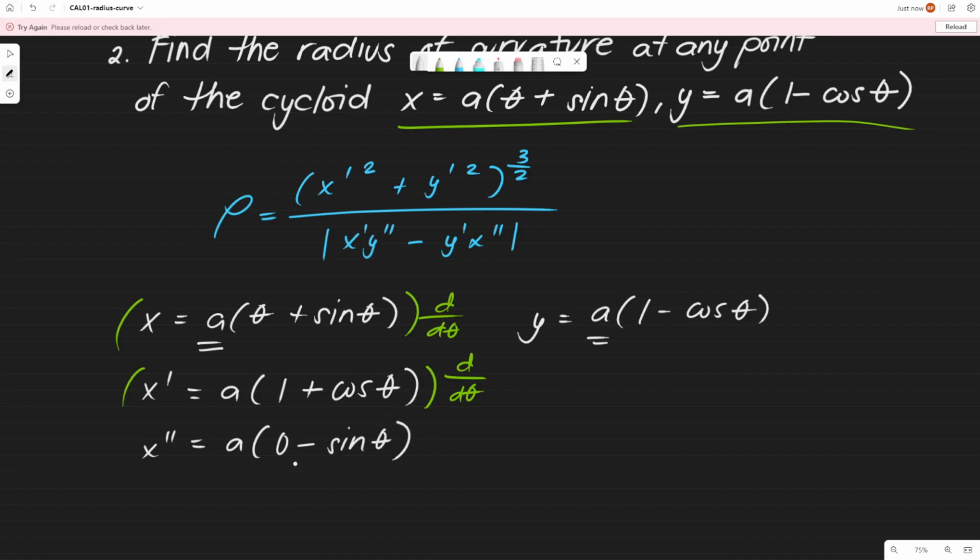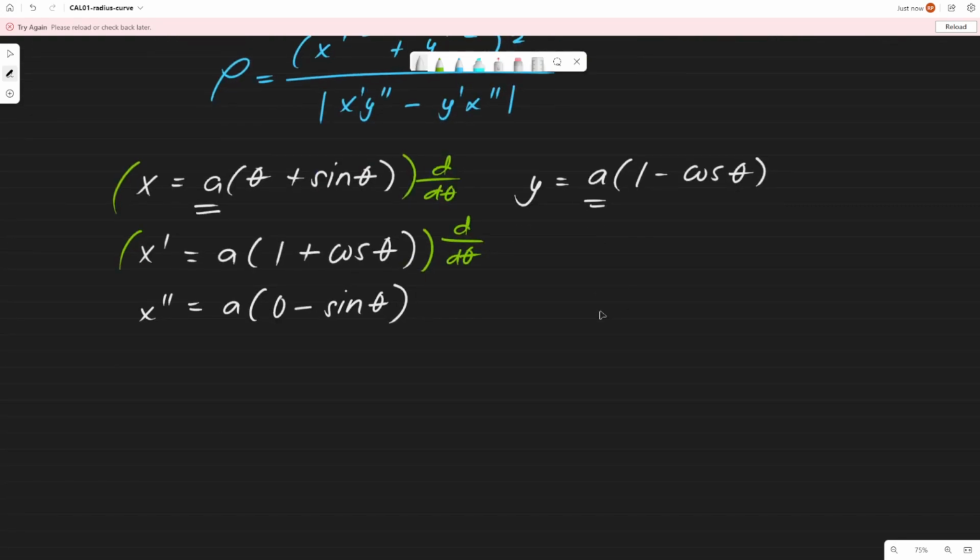Okay, so re-simplifying this function, we have negative a sine theta. So this is our x double prime. Ano nga yung kailangan natin ulit? We have our x prime and we have our x double prime. Paano naman yung y prime? No? So ganun pa rin, same process.